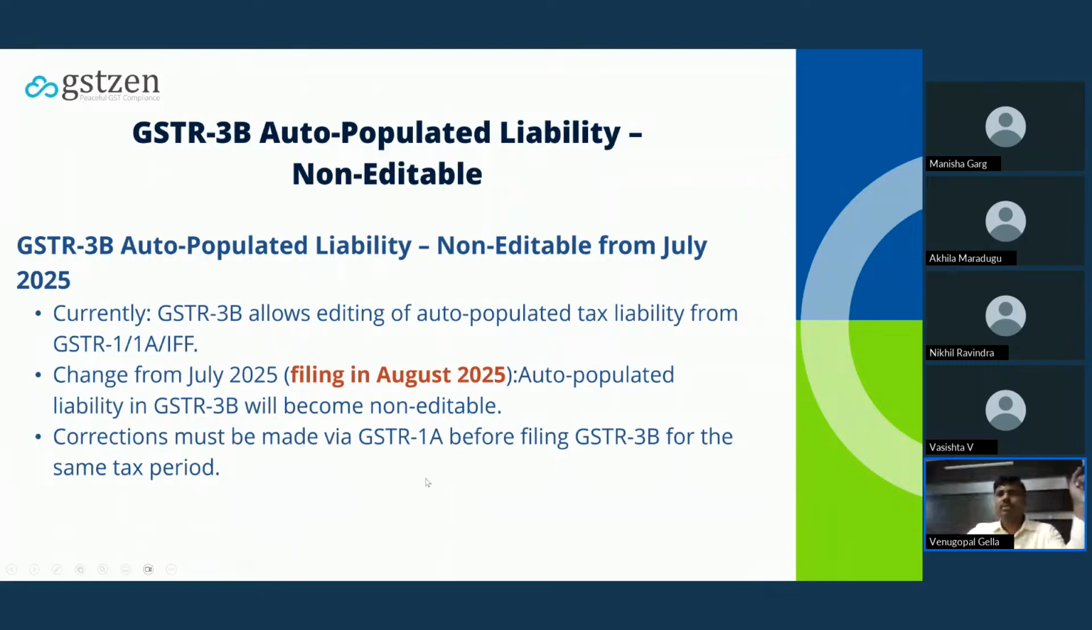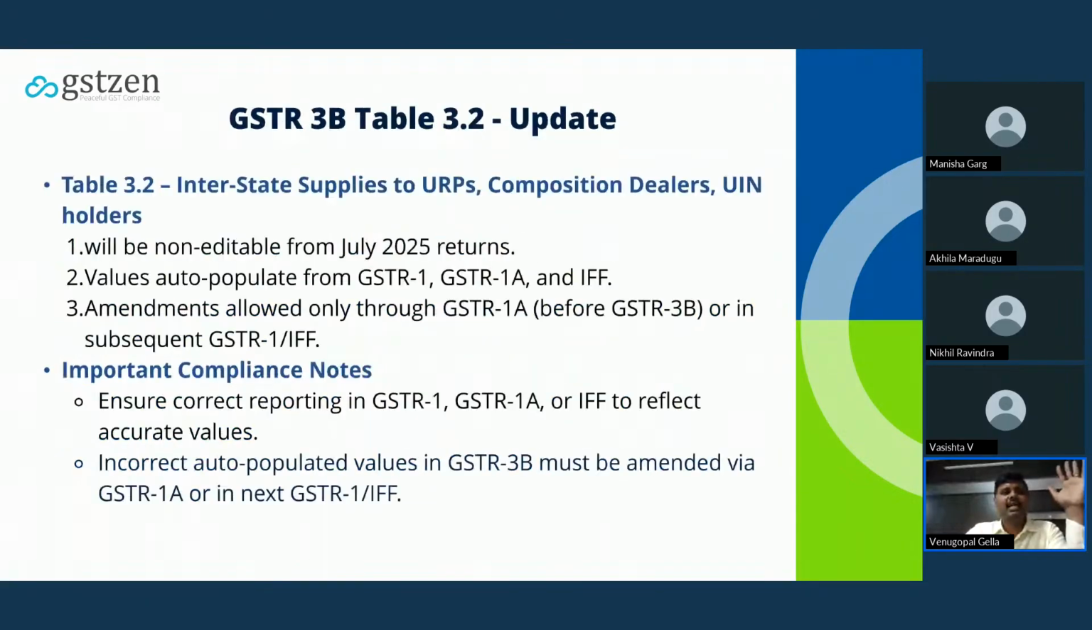Perfect. So 3B is locked. I'm sure you got the message very clear that any corrections that you want to do, you have to do with 1A and you can't do directly on 3B. 3.1 is liability, 3.2 is more to do with e-commerce operator or interstate supplies to URPs. Even this is also auto-populated and you cannot make any edits. Amendments will be allowed only through 1A. This is also another important note that has come.